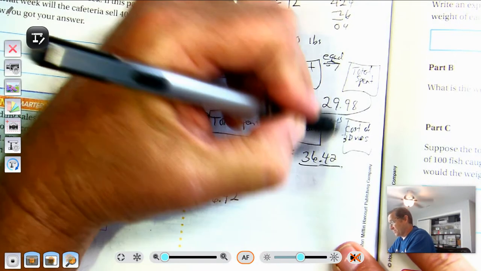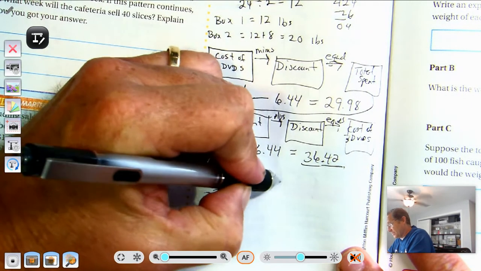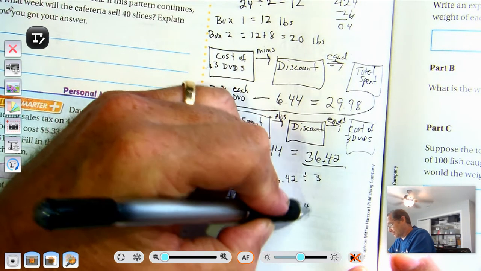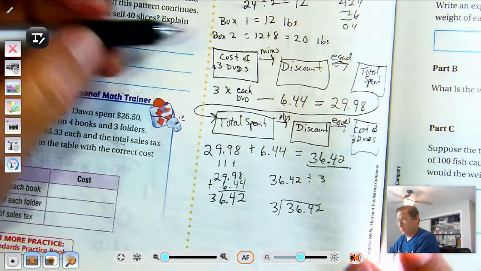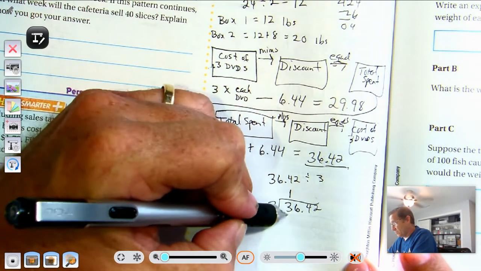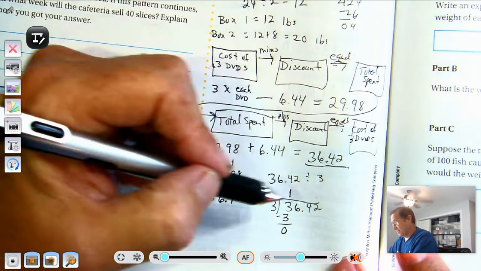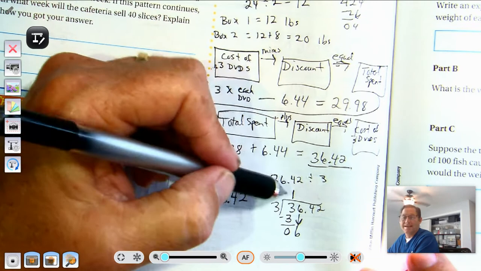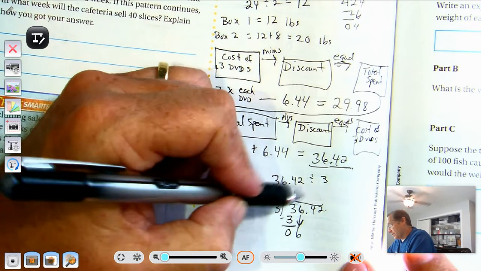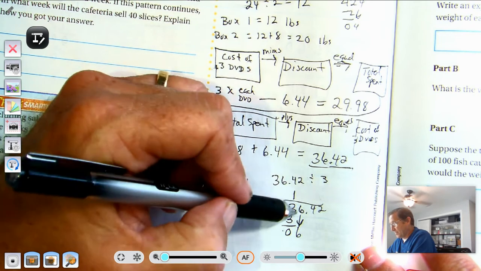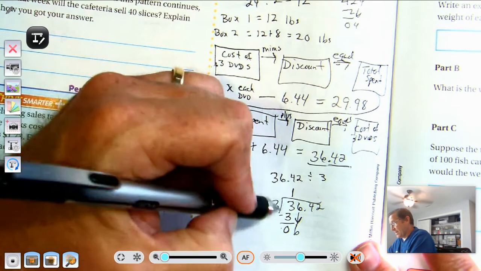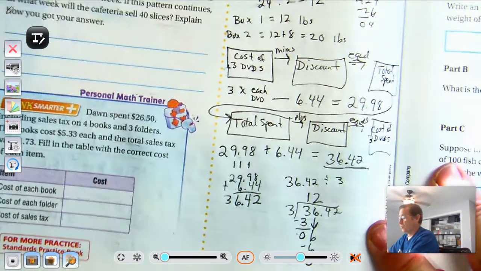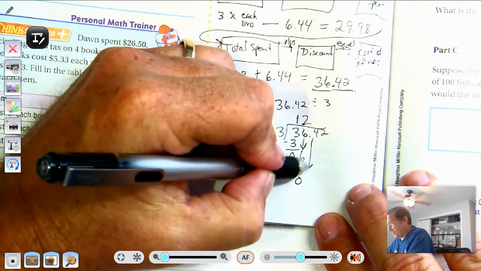So we know she bought 3 DVDs. So $36.42 divided by 3. All right, well, I can share 3 ones, 1 in each of the 3 groups. Bring down the 1 ten. Subtract, that leaves me 0 tens. I'm going to bring down the 6 ones. I can share 2 ones in each of the 3 groups, leaving me with 0 ones. Okay, I'm going to bring down the 4 tenths.